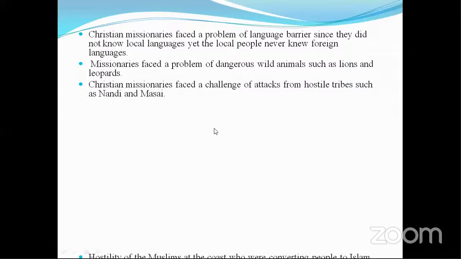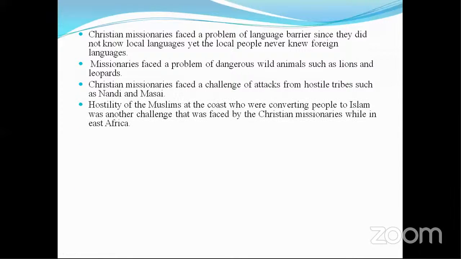Then I'm bringing another point here. That is hostility of the Muslims at the coast who were converting people to Islam, which was another challenge that was faced by the Christian missionaries while in East Africa. For your information, the Muslims had already arrived at the coast of East Africa. They were already there doing business, trading, and some of them were even converting the coastal people to Islam. So when the missionaries arrived in East Africa, it became a bit hard for them to compete with the Muslims that had started converting the people of East Africa to Islam. So it was such a big challenge to the missionaries, and of course it took them time to solve that problem.